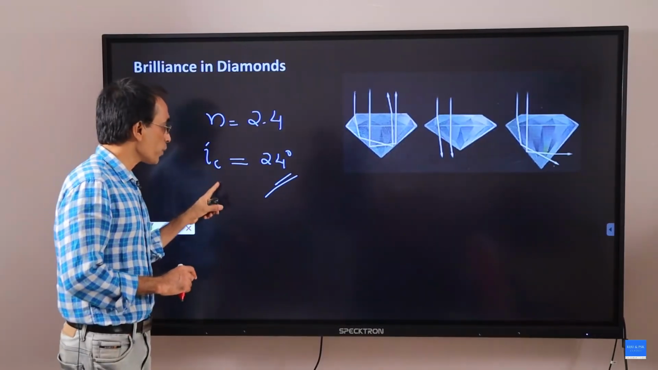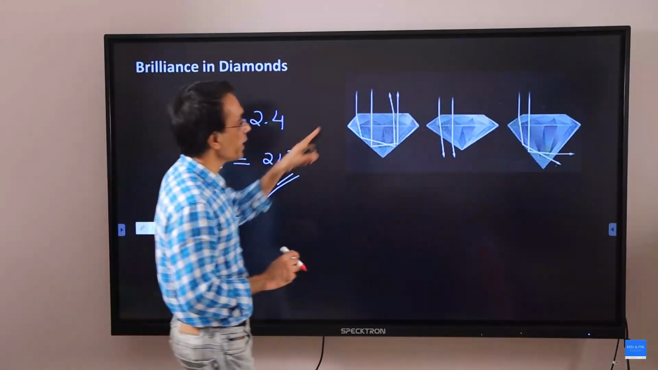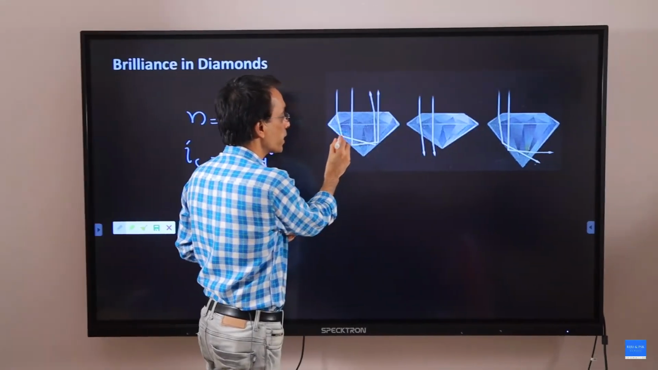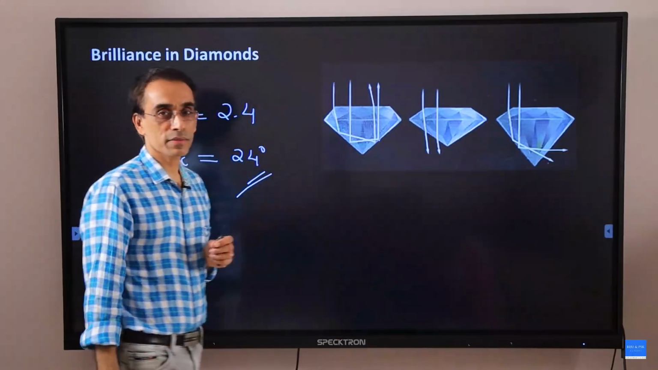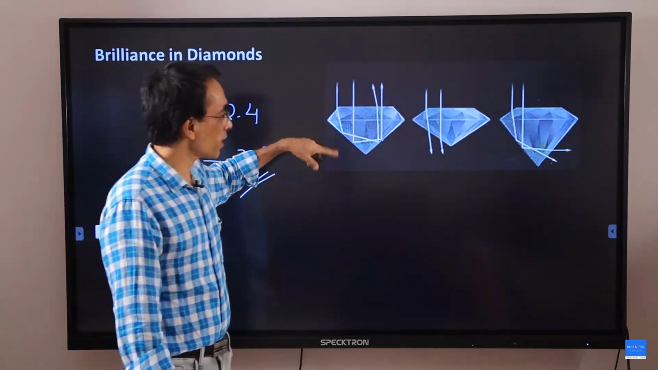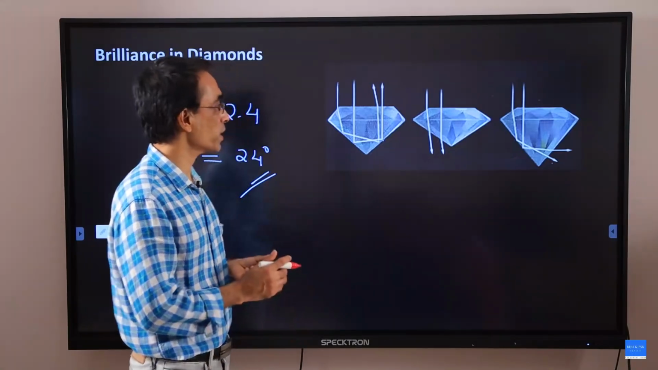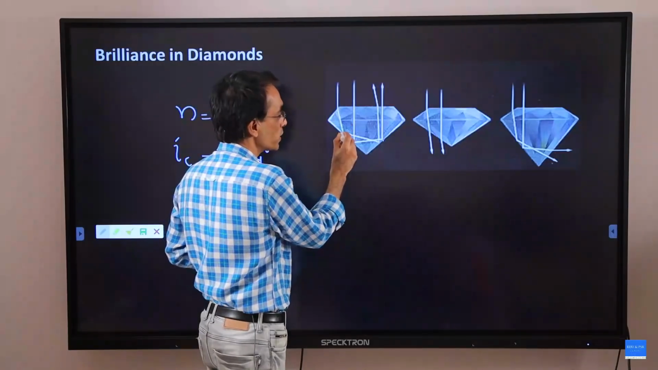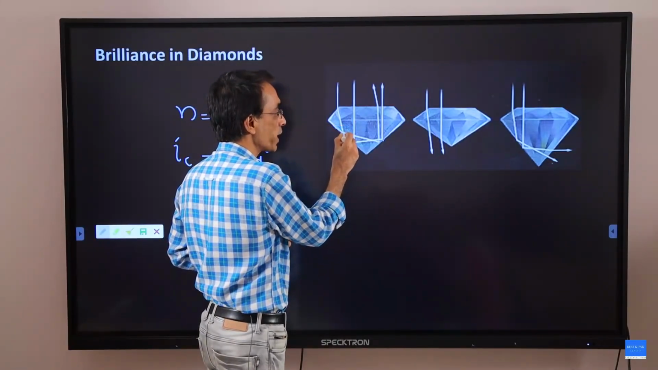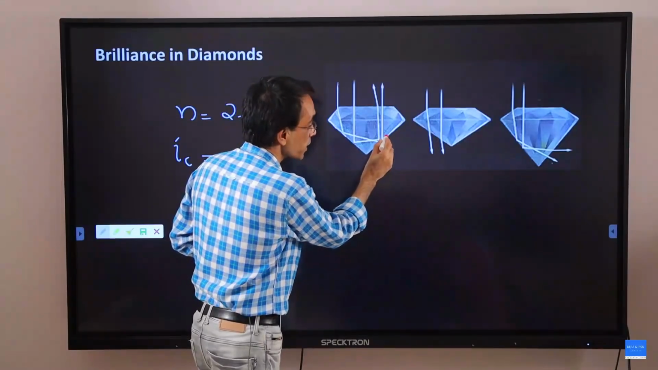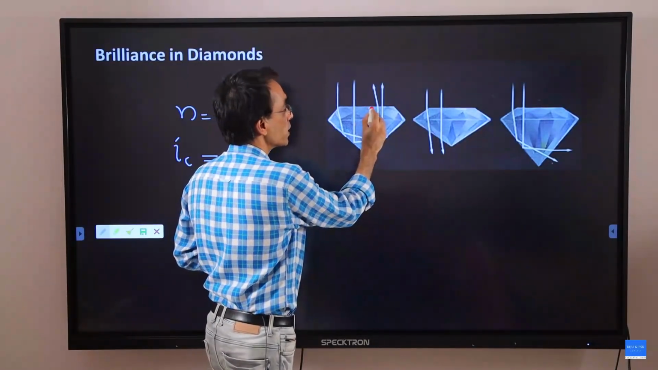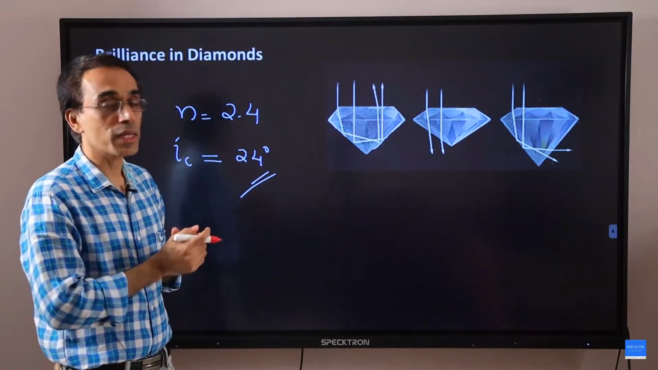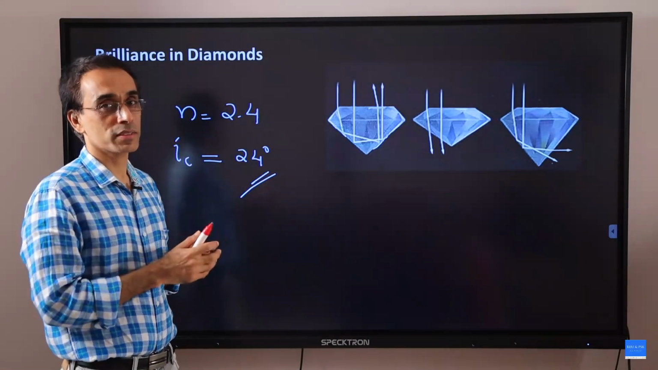So due to the small critical angle, one light ray entering a diamond can undergo multiple total internal reflections. This will illuminate every surface because when light falls at this point here, this surface will get illuminated. When it falls here, this surface will get illuminated. When it falls here, this surface will get illuminated. So everywhere there will be illuminance created inside the diamond. This will make it very shining and bright.